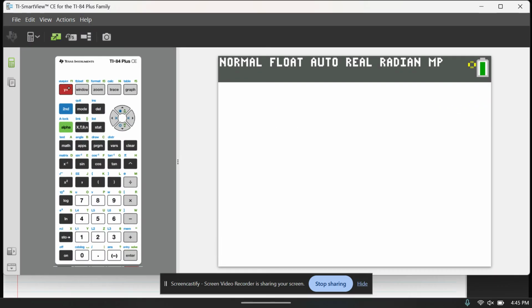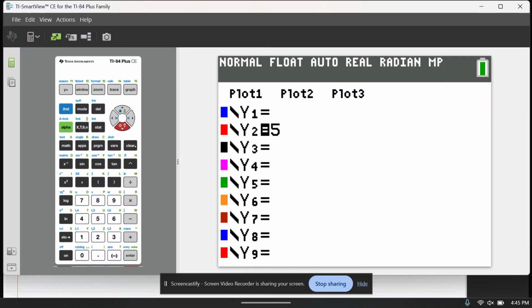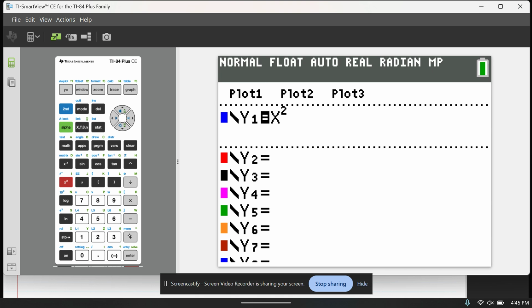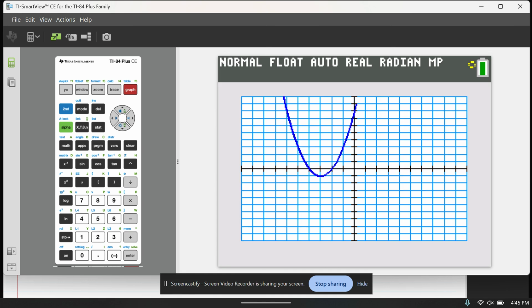So I'm going to hit y equals, clear out anything else that I had, and I'm going to type in x squared plus 6x plus 8. And I'm going to hit graph. That looks kind of similar to what I drew earlier, just a little bit further to the left. Okay, so we see that graph.